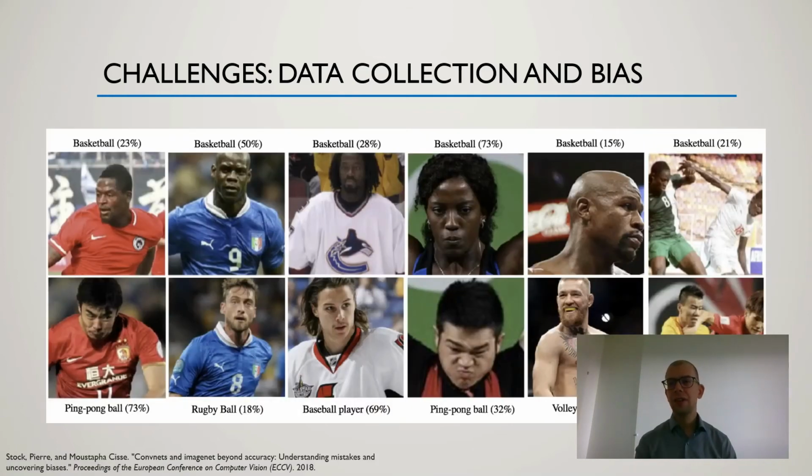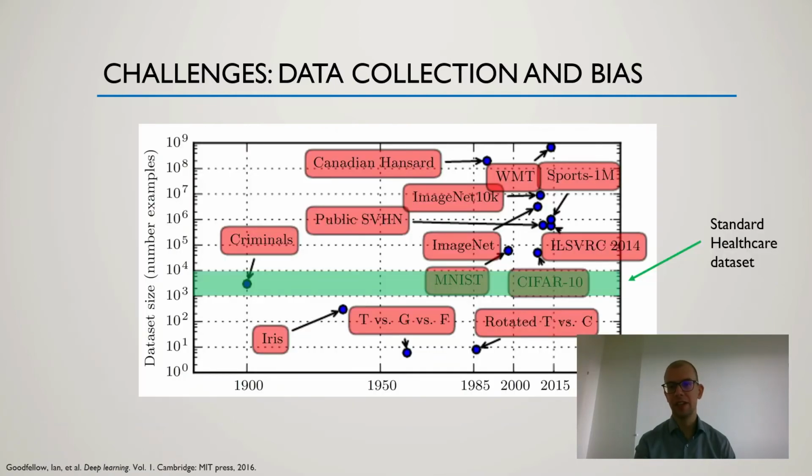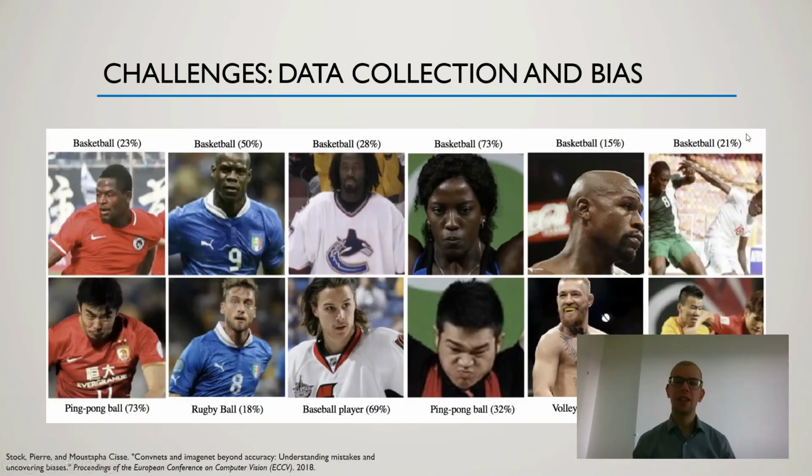The other issue is bias, and this is a very nice example, I think, of how bias works. It's not from medical imaging, but it's from computer vision. So this is a machine learning algorithm trained on the ImageNet dataset. This is this huge dataset that I showed you before, yeah? And even this one has a lot of bias in it. So what's the bias? You just have a look at this.